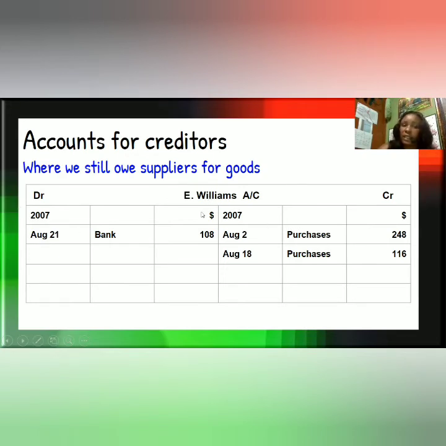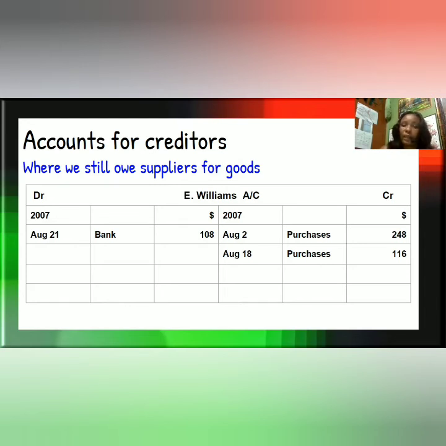Okay, 2007, $, 2007, $, on both sides of the account. Always have your headings. Headings are very, very important. Okay, August 2, we are starting here on the credit side because we normally move in chronological order. And so we start from the lowest date to the highest date. So August 2 purchases 248. Now look at this carefully. It says accounts for creditors. That means we are buying goods from people. Okay. August 2 purchases is no longer sales because we're not selling goods anymore. We are purchasing goods this time around.